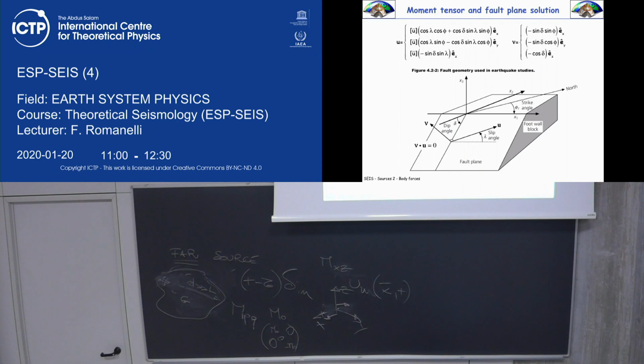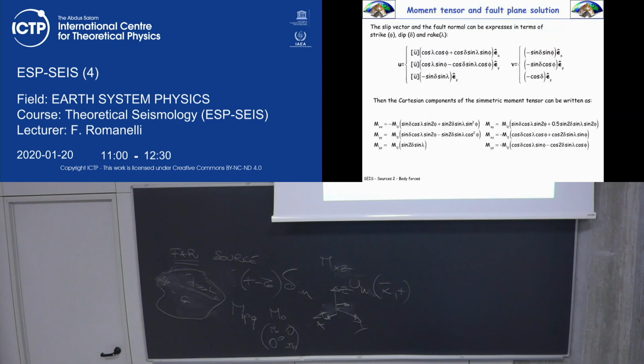Once we have u and ni, we can use a representation theorem. And so we can, wow, my God, write these elements here in terms of u and ni, and thus in terms of the angles and the amplitude of u. What is the amplitude of u? Here. Because remember that M0 is mu times the area times the average slip. It's there. So the final representation of the slip u on a fault defined by ni is this.